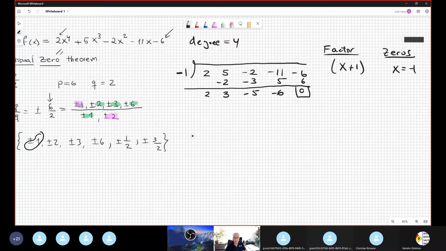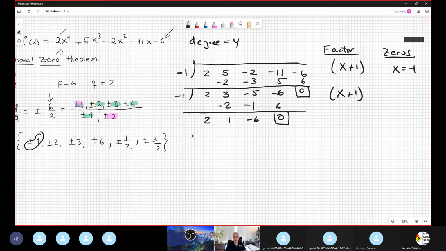Now I divide again by -1. Why, professor? Because I did my homework at home. Bring down 2. Multiplication is -2. Is 1. Multiplication is -1. Is -6. Multiplication is +6. Zero again. Wow. So x plus 1 again is a factor of our polynomial.